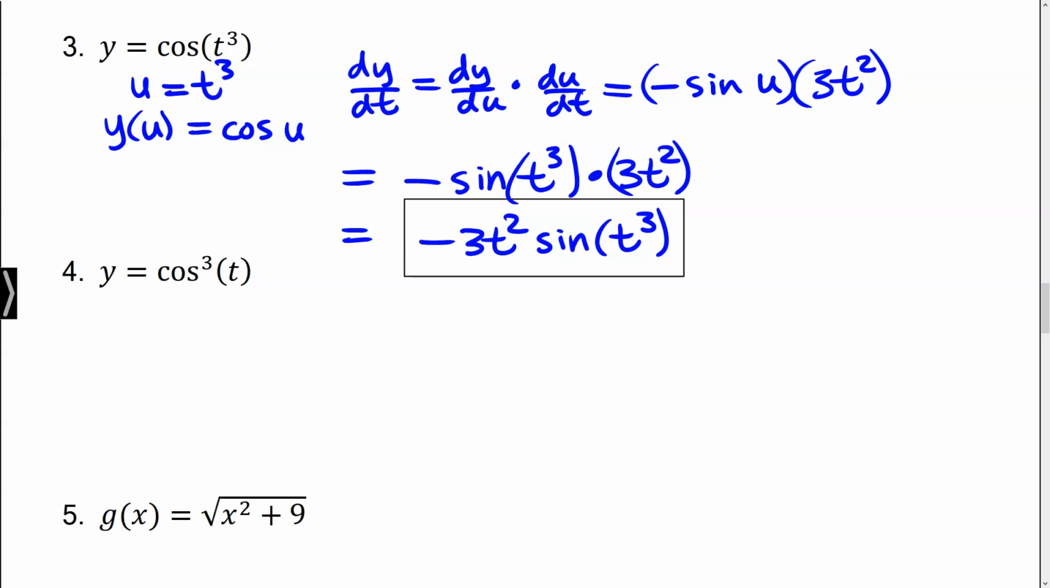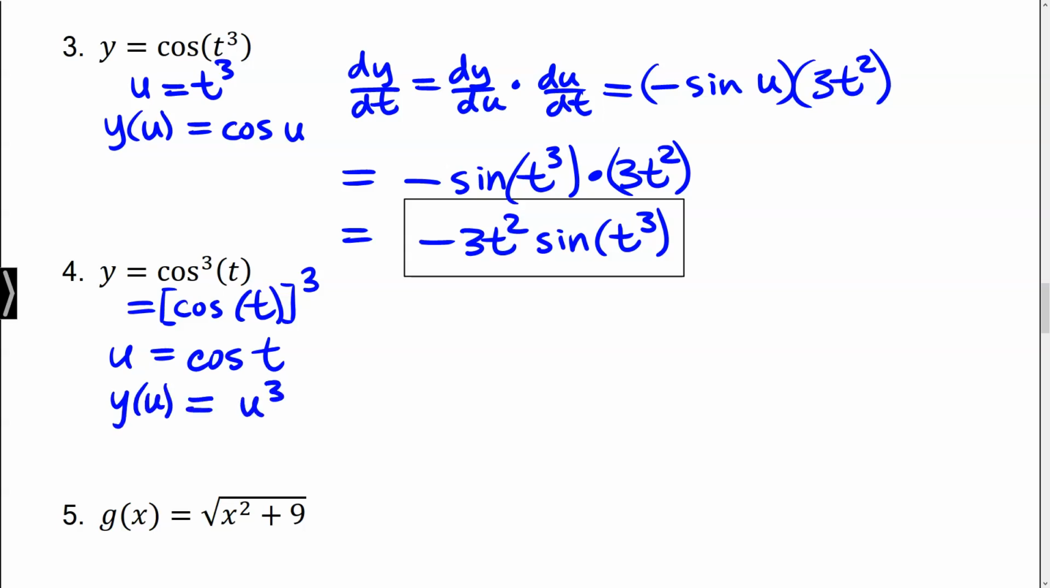Here, the cosine is the inner function. Remember, cosine cubed is really saying cosine of t, bracket, all cubed. It's saying do the cosine first and then cube. So cubing is the outer function here, not the inner. So we're going to let u equal cosine t, and then y of u is actually u cubed.